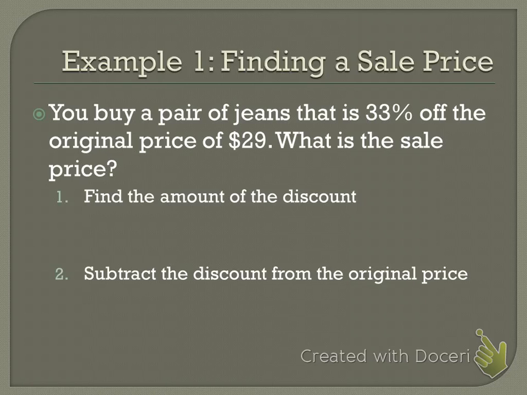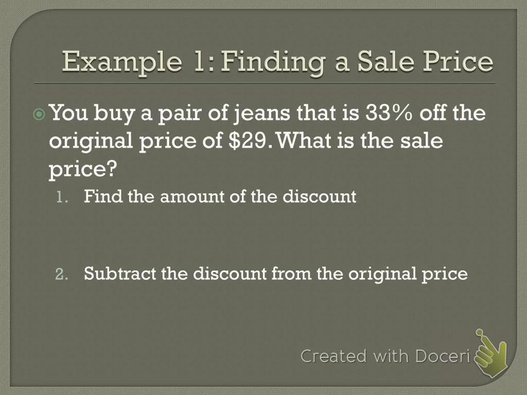it says you buy a pair of jeans that are 33% off the original price of $29. What is the sale price? So there is a little bit of logic here, because if something is on sale, is it going to be cheaper or more expensive than the original price? Cheaper. It's going to be cheaper. So if it's cheaper, I need to subtract at some point. Okay, so that's something that we want to keep in mind.